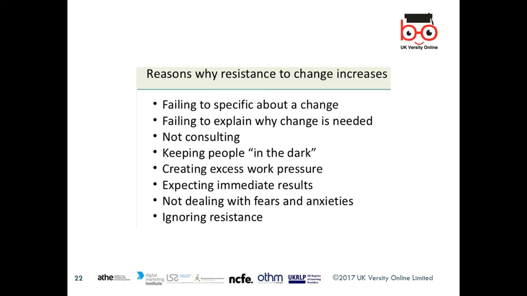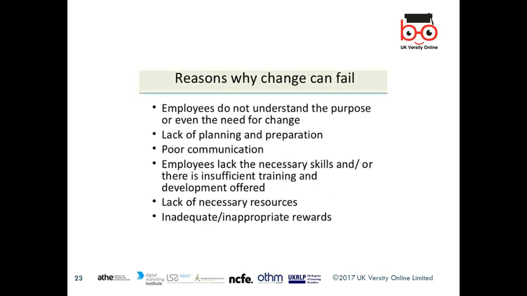Okay, reasons why people don't want to change: failing to specify the change, failing to explain, not consulting, keeping people in the dark. That's the big problem. Organizations, at the last minute, keep it with the top level management. They're not taking the low level staff on board. Then certainly the union and various others may strike, and our operations can be postponed. So we need to communicate well. Other reasons: expecting immediate results, not dealing with fears and anxieties, and ignoring them.